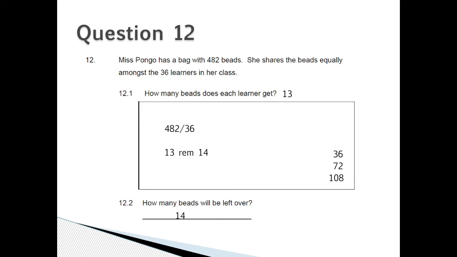482 divided by 36 will give you 13. And what you will have left is 14. So the number of beads that each learner will get is 13, and the number of beads that will be left over is 14.